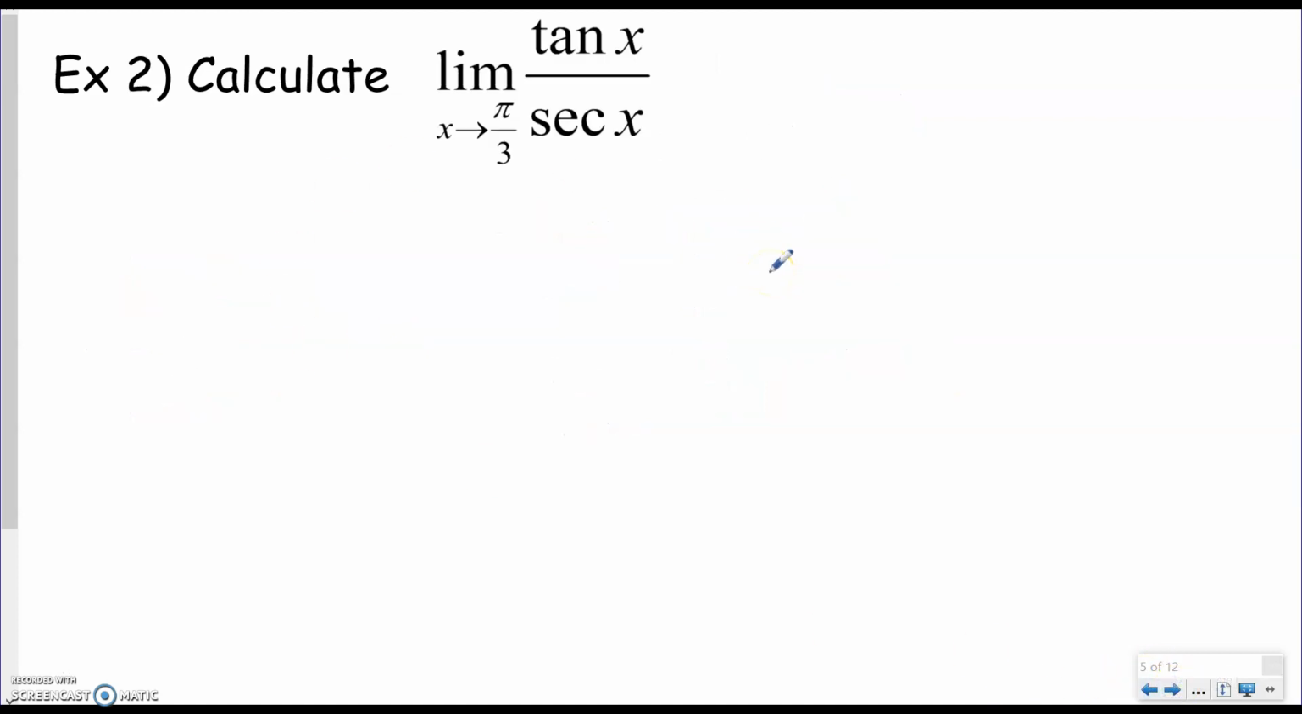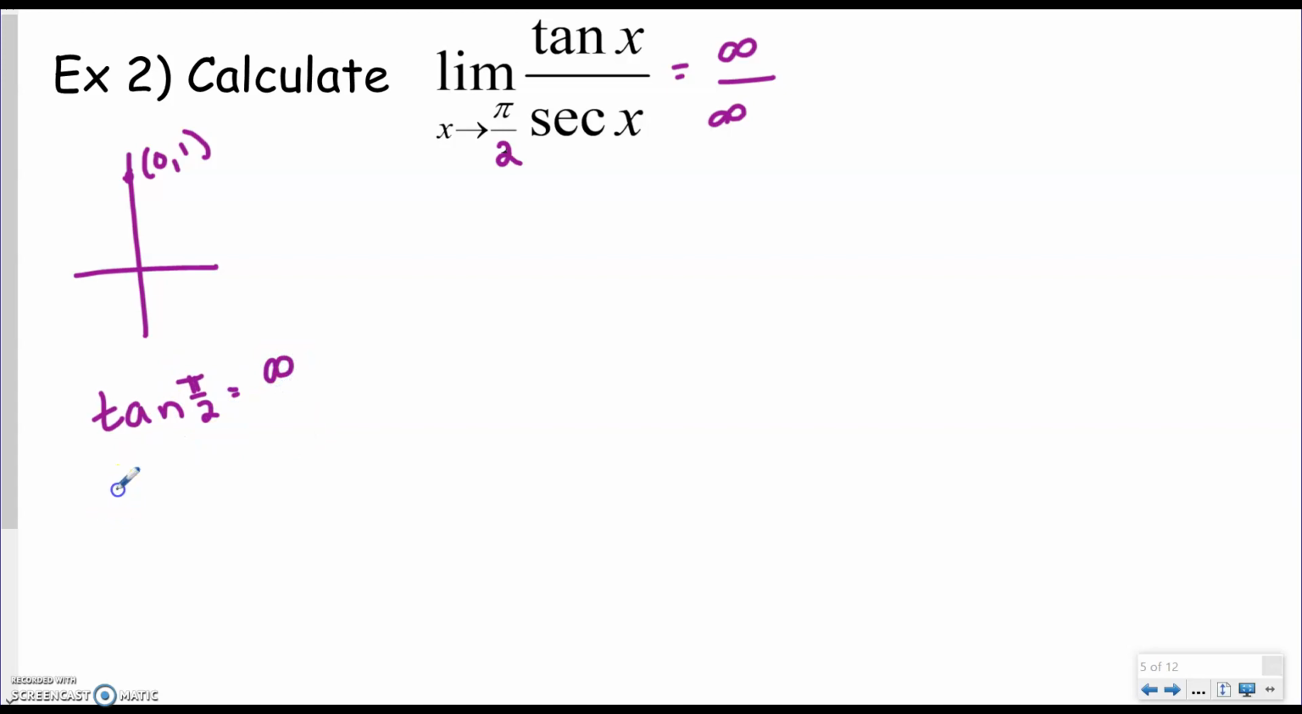Okay, next one, I have a typo in here, so we're going to go ahead and fix that right away. This should be pi over 2. At pi over 2, if you think of your point here, we have the point 0, 1. So tangent is 1 divided by 0, which is infinity. And secant is 1 over cosine, which is also infinity. So since we have an indeterminate form, I'm going to write this differently because I don't want that linkage error. Tangent of pi over 2 equals infinity. Secant of pi over 2 also equals infinity. So there's our indeterminate form.